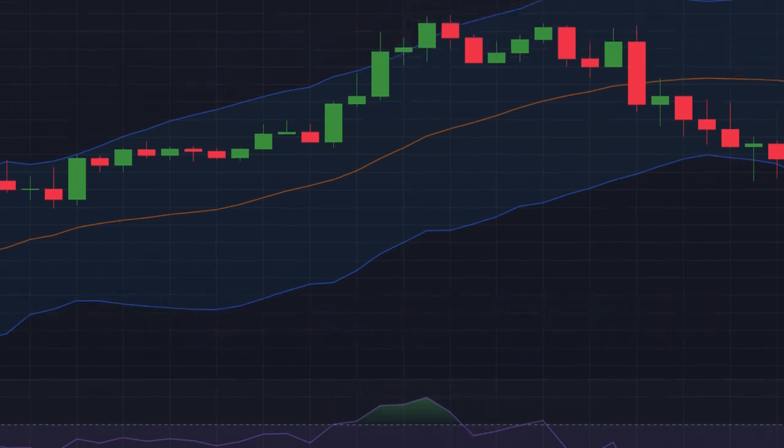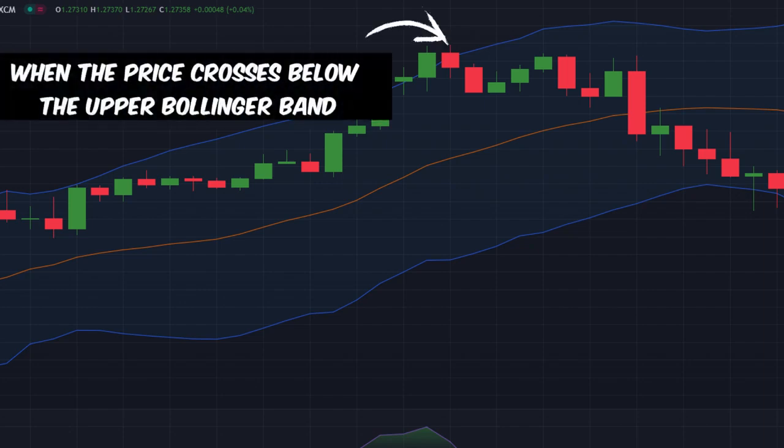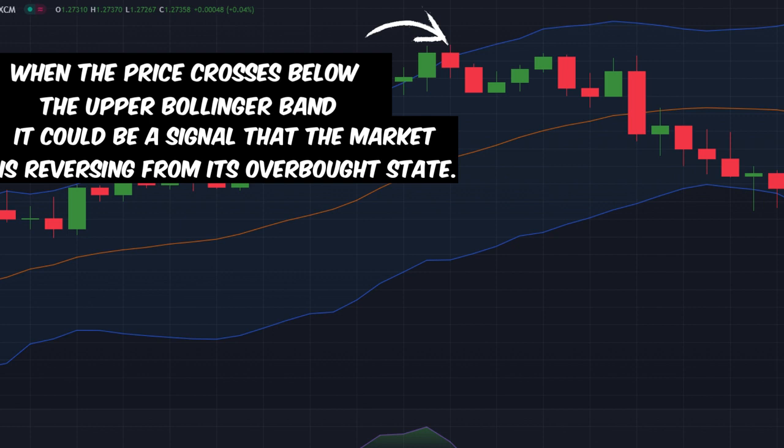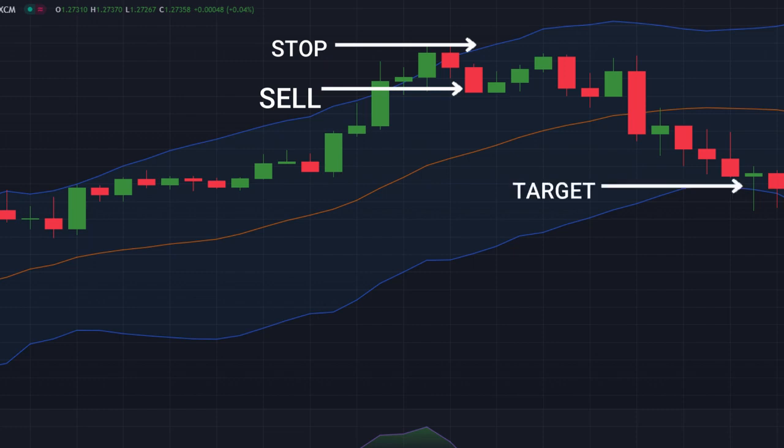Now, let's shift our focus to the Bollinger Bands for our entry signal. When the price crosses below the upper Bollinger Band, it could be a signal that the market is reversing from its overbought state. Enter a short trade when the price crosses below the upper Bollinger Band. For risk management, you can set your stop loss at the upper Bollinger Band line. As for the profit target, we'll aim for the lower Bollinger Band. Once the price touches the lower Bollinger Band, it's a signal for us to close our short position and take our profits.